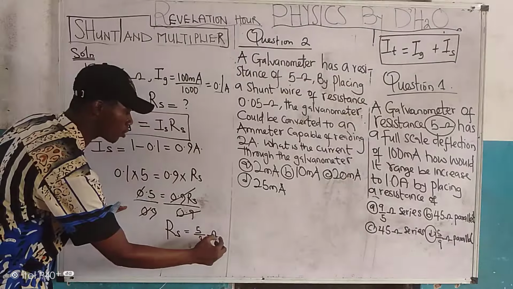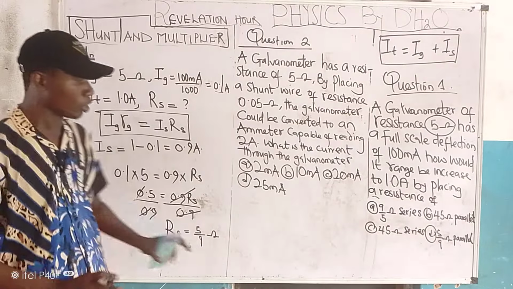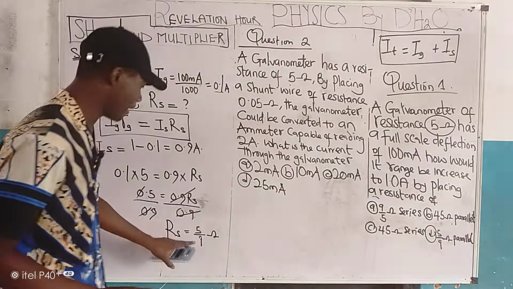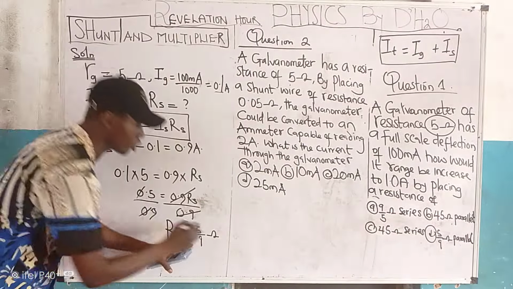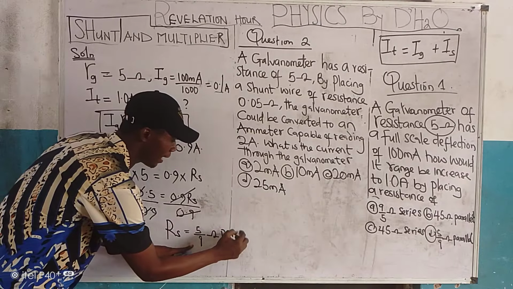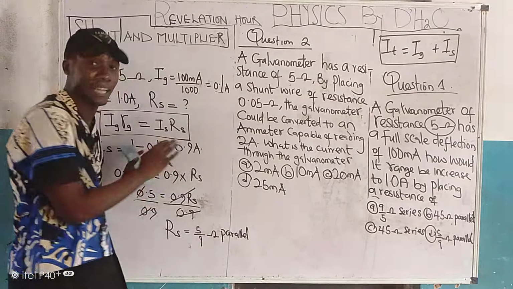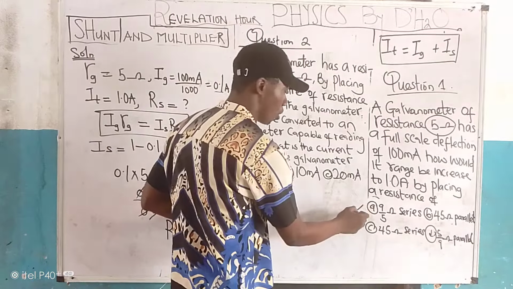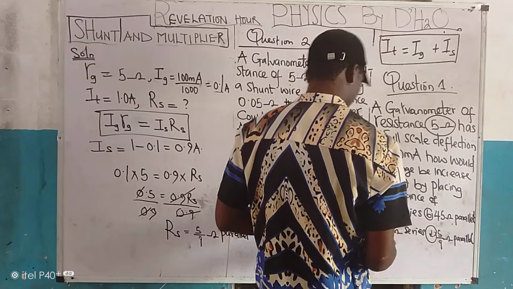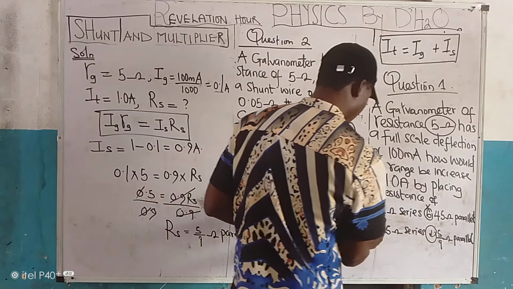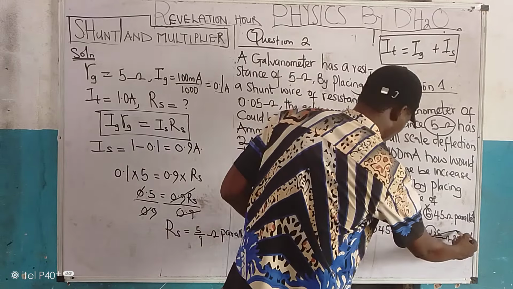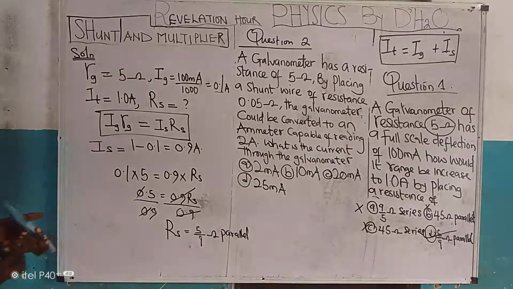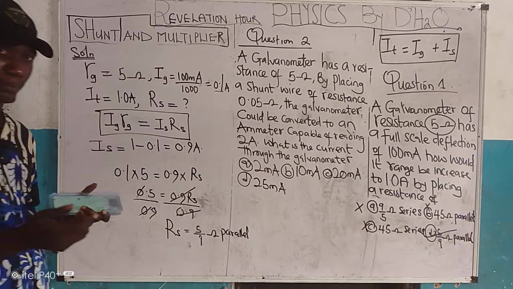So you have to be very careful also, because you have 9 over 5 and you have 5 over 9. So you have 5 over 9. Remember that the resistor must be in what? Parallel, if you must convert a galvanometer to an ammeter. So the answer is not A. The answer is not B. The answer is not C. The answer is what? D. Wow, that's very interesting.